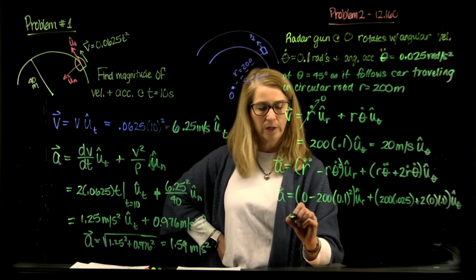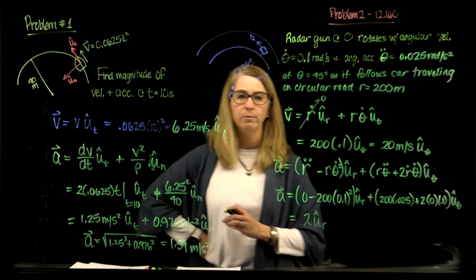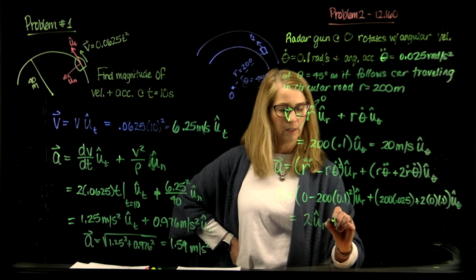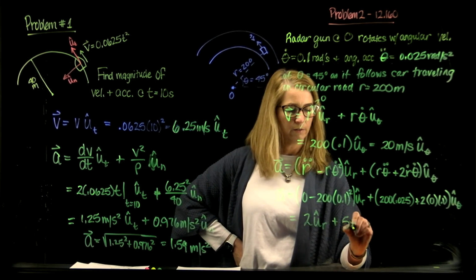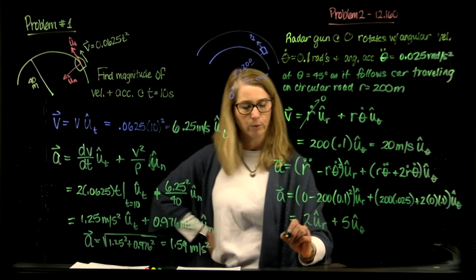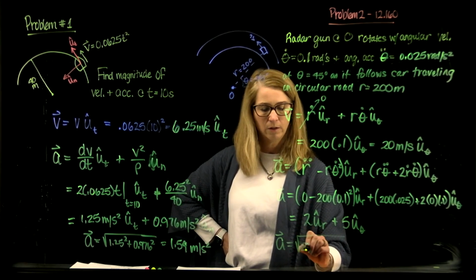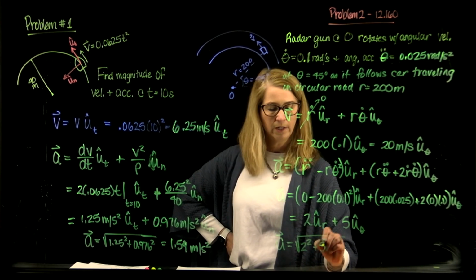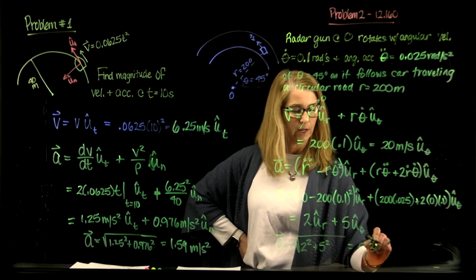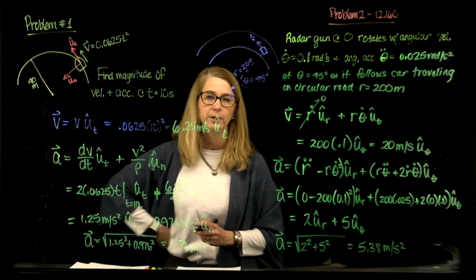When we work all this out, the radial component of acceleration has a magnitude of 2, and the magnitude of the theta component is 5. If we use the Pythagorean theorem to find the overall magnitude of the acceleration, we find that it's 5.38, and of course the units are meters per second squared.